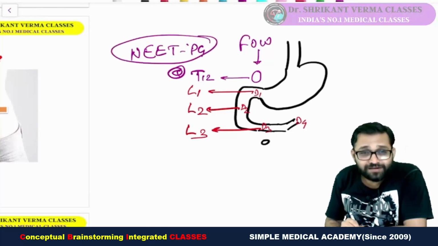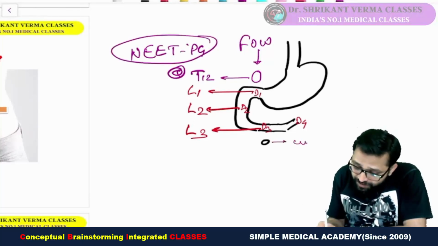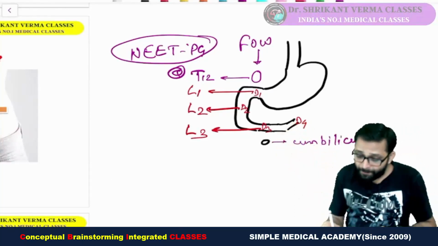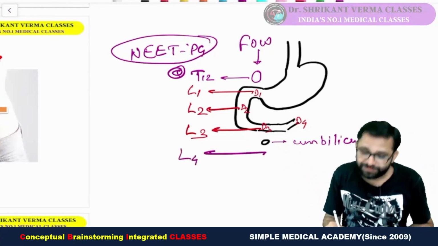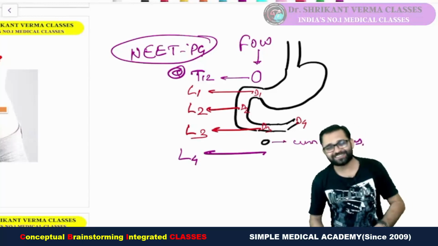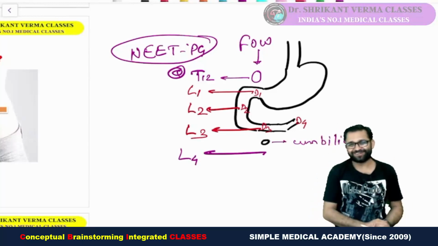Now this time the question asked about the umbilicus. So can you tell me, where is the umbilicus situated? Definitely it is situated below L3 but above L4. So you can use your common sense. Yes, common sense is the thing which is not common.